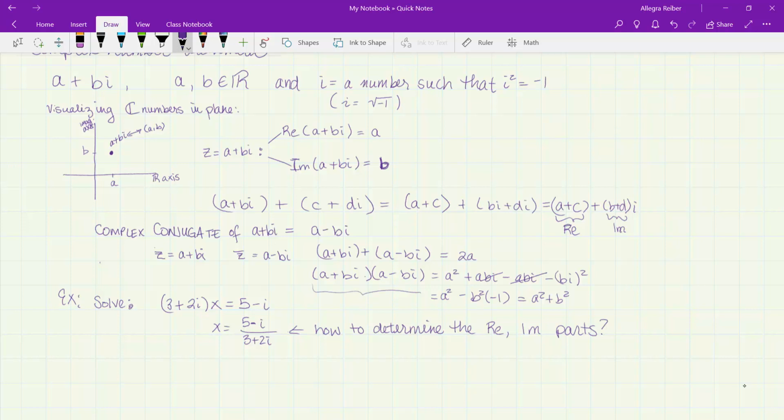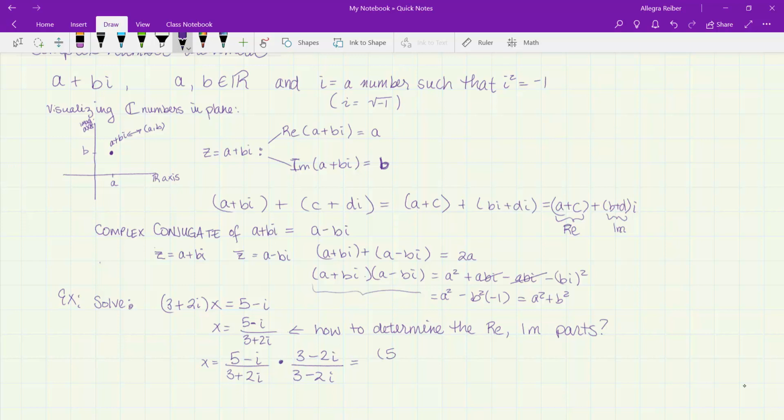So to really do this, the trick is the following. I'm going to take that 5 minus i over 3 plus 2i, and I'm going to multiply the top and the bottom by the conjugate of the denominator. So 3 minus 2i. This is the same trick you may remember using when you had expressions that had surds in them, like with radicals, that we could rationalize the denominator in a similar way by using the right conjugate.